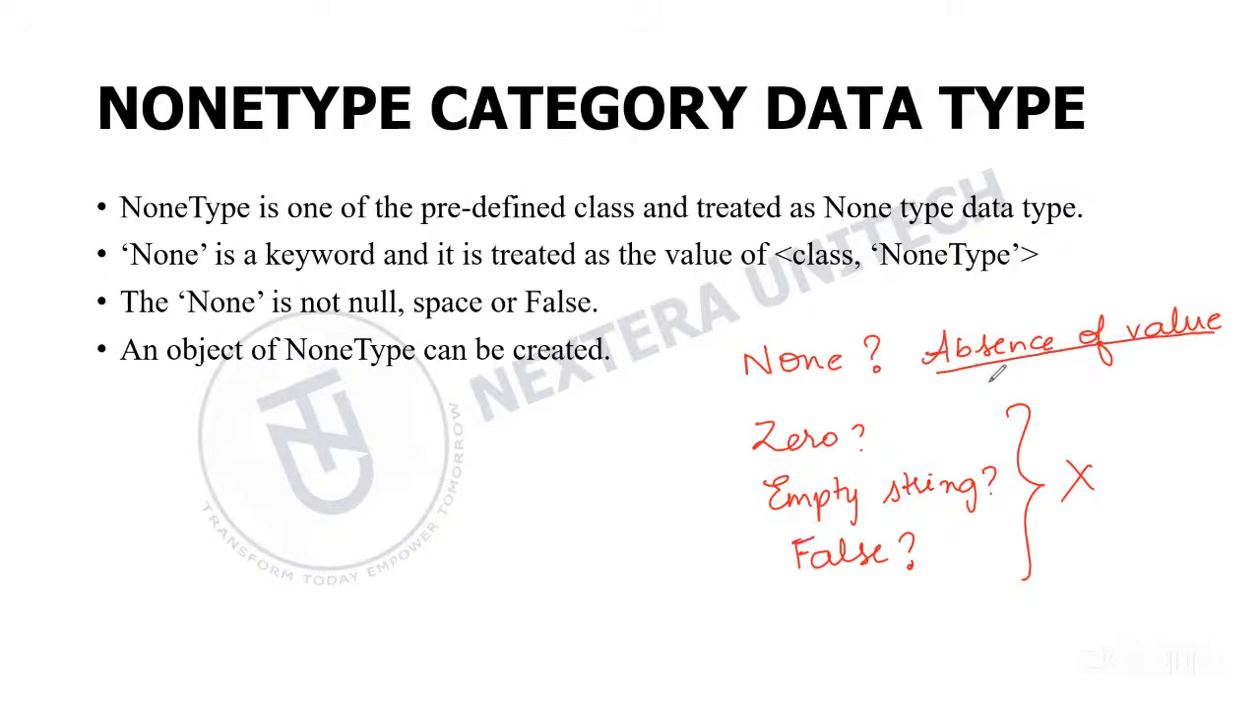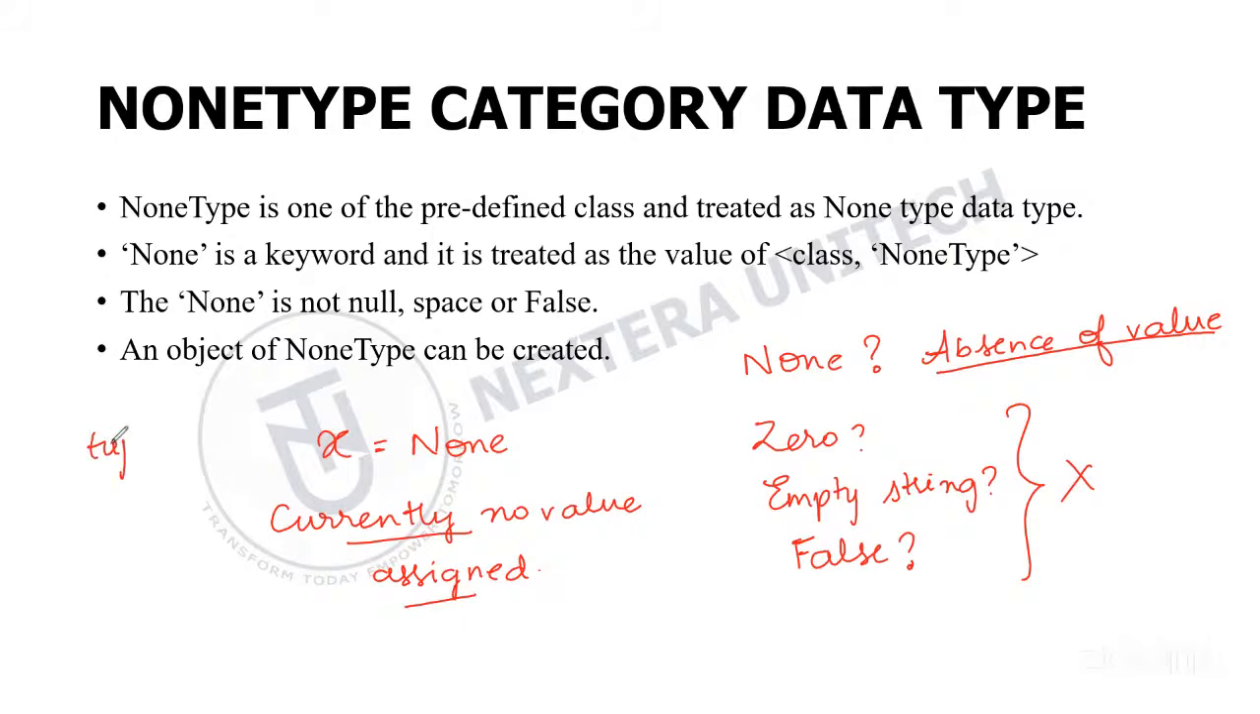The value is just not assigned yet. So when I say x equals None, it means currently no value is assigned. It doesn't mean 0 or empty string or False or anything else. x equals None means currently no value is assigned. So when I do type of None, I'll get class NoneType.